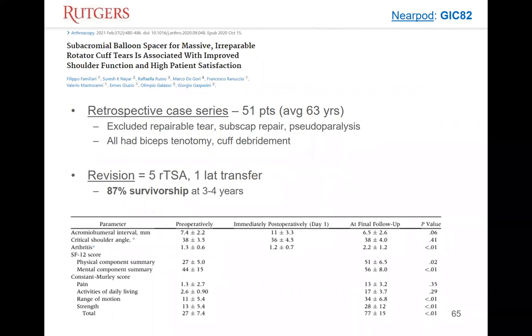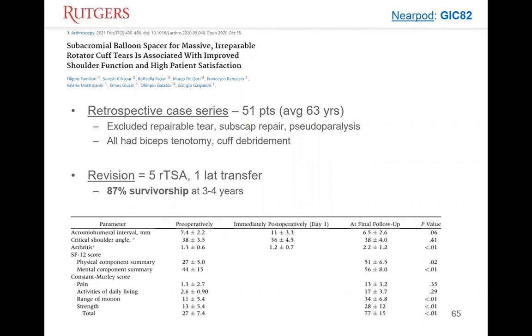A collaboration between Hopkins and a group from Italy evaluated 51 patients who they did this procedure with for at least 2 years follow-up. Patients were excluded if they had irreparable tear, a subscap repair, or pseudoparalysis, and all had a biceps tenotomy and cuff debridement. The Constant scores improved from 27 pre-op to 77.